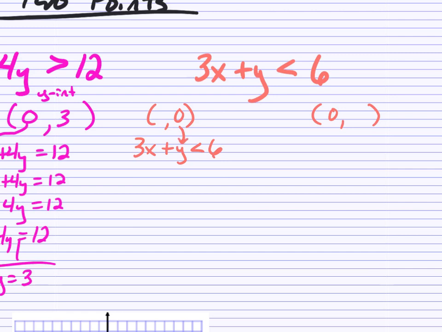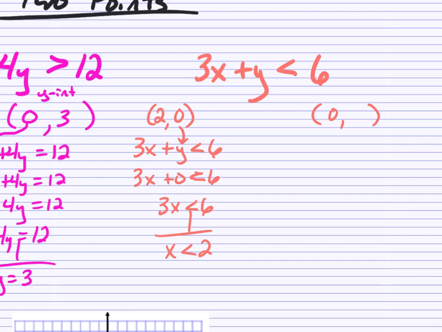And I know the y value is 0. So 3x plus 0 is less than 6. 3x plus 0 is really just 3x. Quick upside down t, and x is less than 2, or you could say equal to 2. So (2, 0) is my x-intercept.